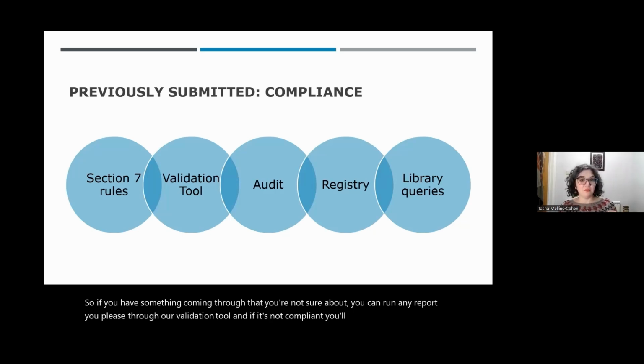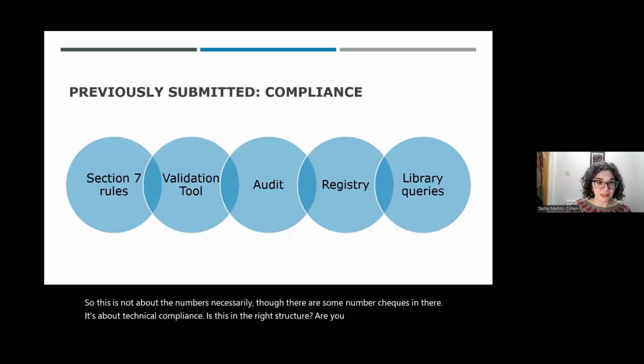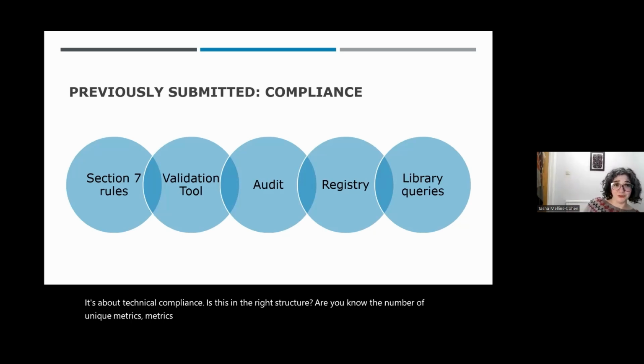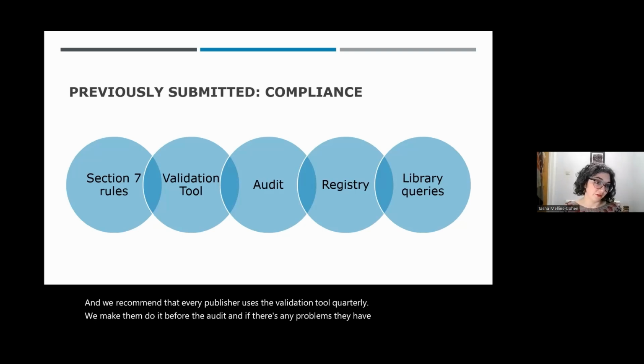So this is not about the numbers necessarily, though there are some number checks in there. It's about technical compliance. Is this in the right structure? Is the number of unique metrics always lower than the number of total metrics for the same item? It's the real basics. And we recommend that every publisher uses the validation tool quarterly. We make them do it before the audit, and if there's any problems, they have to fix it before the audit can start.